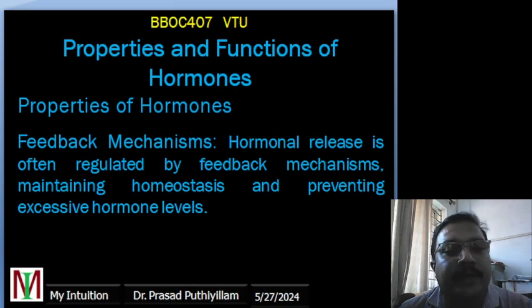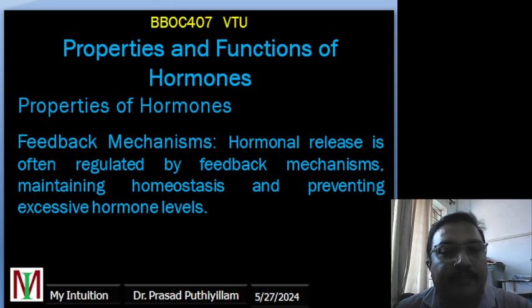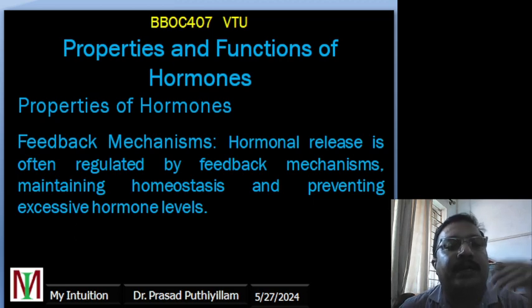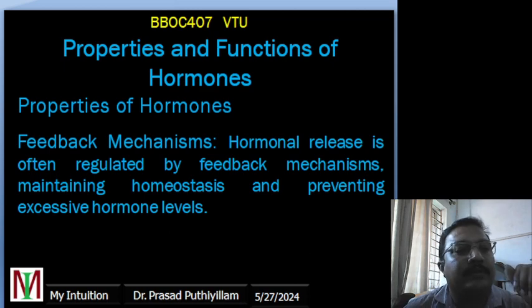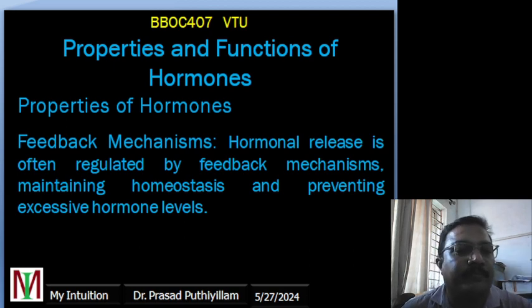For example, the blood sugar level rises after a meal, after eating food. If the blood sugar level rises, the pancreas will release insulin. The insulin then signals cells to take up glucose from the bloodstream, lowering the blood sugar levels. Once the blood sugar level returns to normal, insulin production slows down.